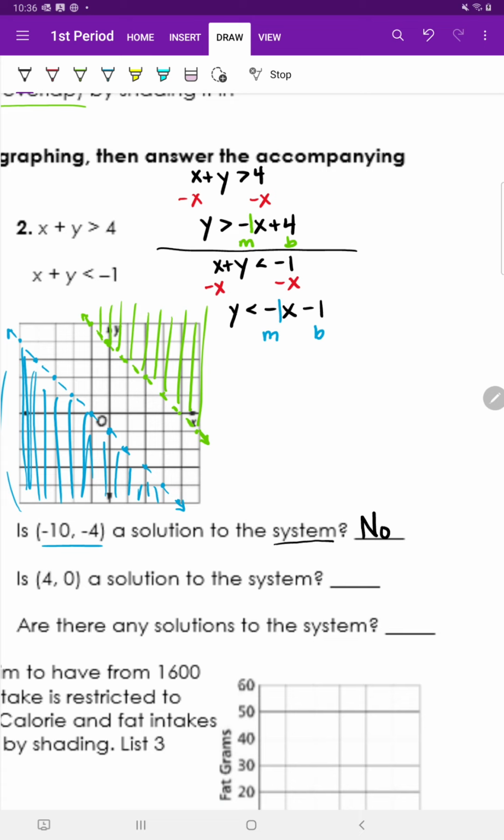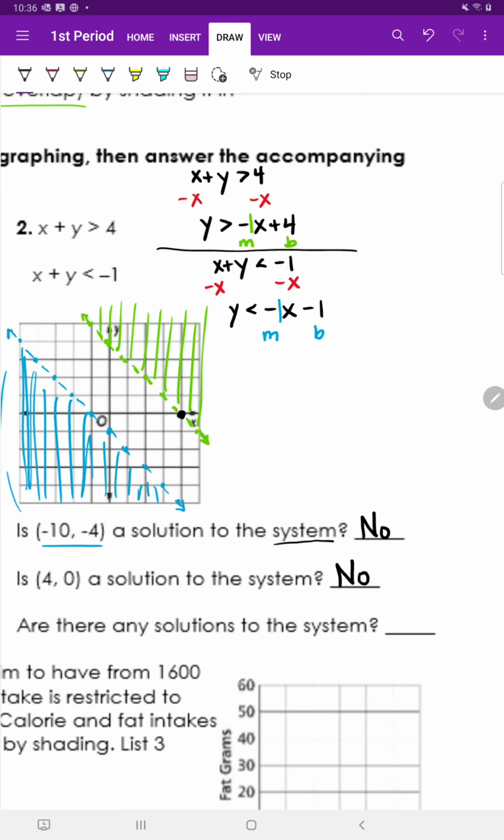And the point (4, 0) for the next question would be right here. Is this a solution to the system? Well, it's not even a solution to the green inequality because it's on a dotted line, and anything on a dotted line is not a solution. So it's not a solution to green, it's not a solution to blue, it's not a solution to the system.